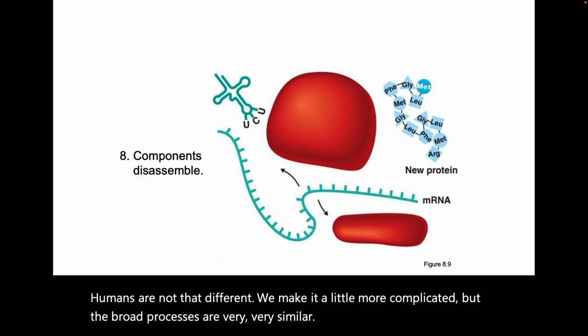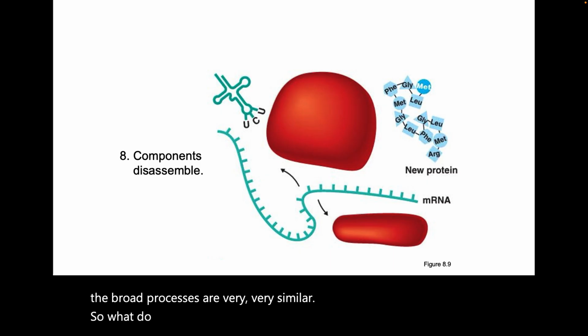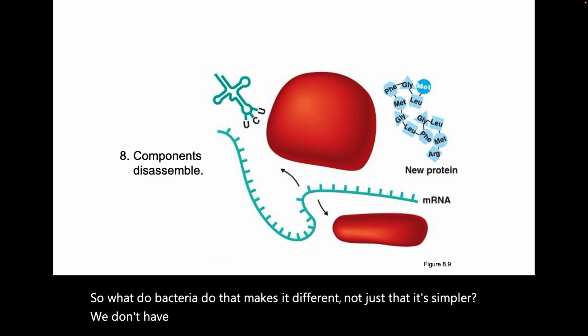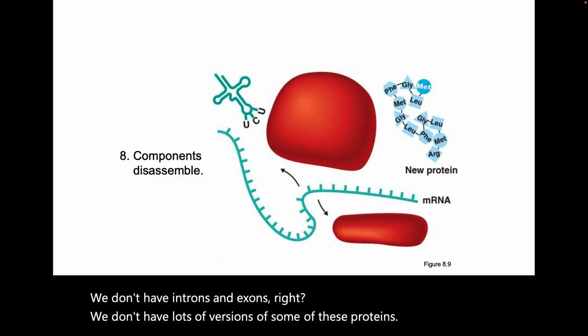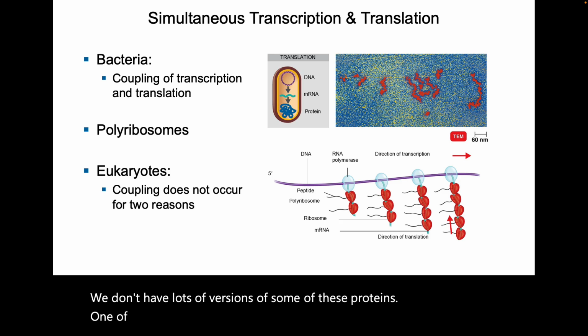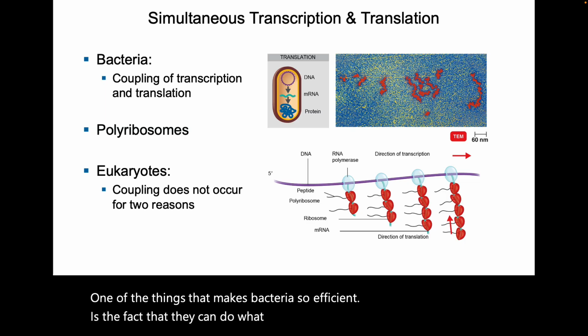So what do bacteria do that makes it different? Not just that it's simpler. We don't have introns and exons, right? We don't have lots of versions of some of these proteins. One of the things that makes bacteria so efficient is the fact that they can do what is called simultaneous transcription and translation.